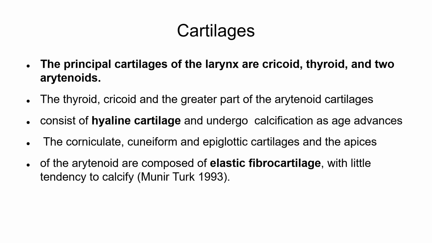Now all three of them, thyroid, cricoid and most of the part of the arytenoid cartilage, consist of hyaline type of cartilage. Yes, please revise your general anatomy here. So thyroid, cricoid and arytenoid are hyaline type of cartilages, and corniculate, cuneiform and epiglottic cartilages are elastic fibrocartilage. They are elastic type of cartilage. Among all these cartilages, the thyroid, cricoid and most of the arytenoid cartilage will undergo calcification in increasing age.